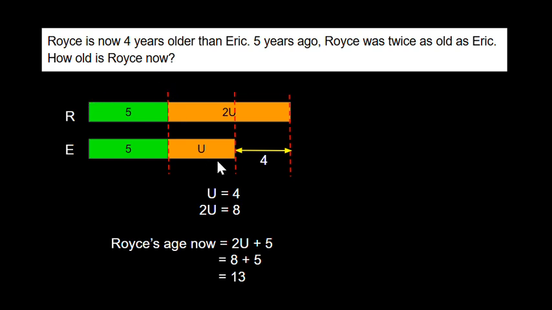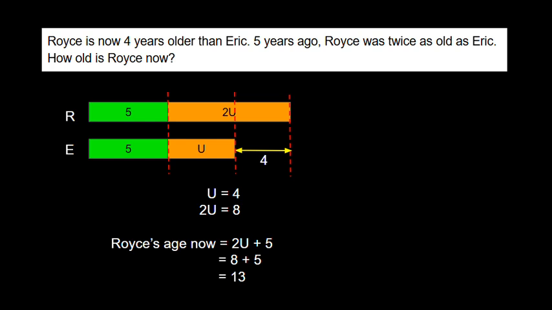So based on this, visually you can see that this is 1 unit, this is 2 units. This has to be equal to 1 unit. So u is equal to 4, 2u is equal to 8. And what is Royce's age? Royce's age is 5 plus 2u, which is 13.